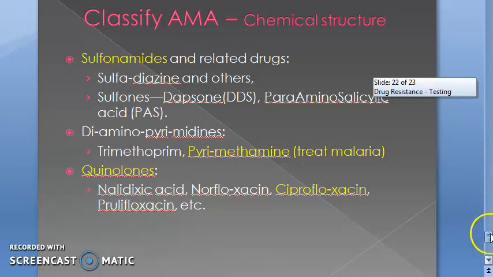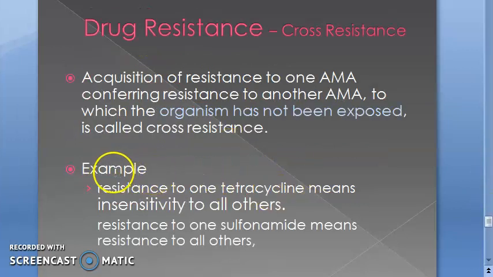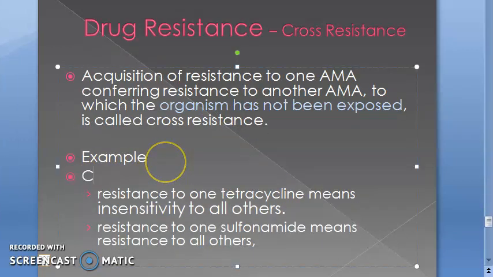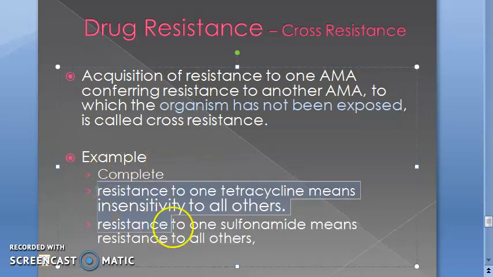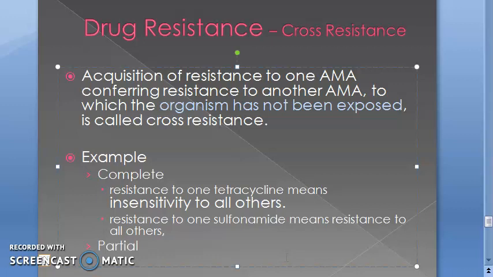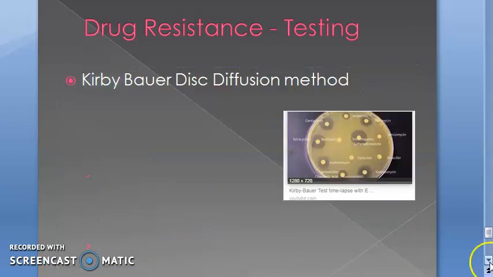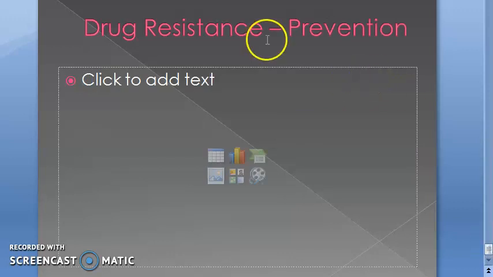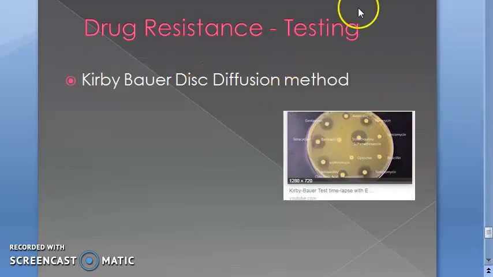Now currently where are we? Whatever examples we have given you are complete cross resistance. That means if it is resistant to one, it will become resistant to all others in that group. This is complete. But there is also something called partial. There are a lot of examples in the textbook. I request you to kindly look at the textbook for more information. Now only two more topics are left that we want to cover: drug resistance, how you will test, and drug resistance, how you will prevent.